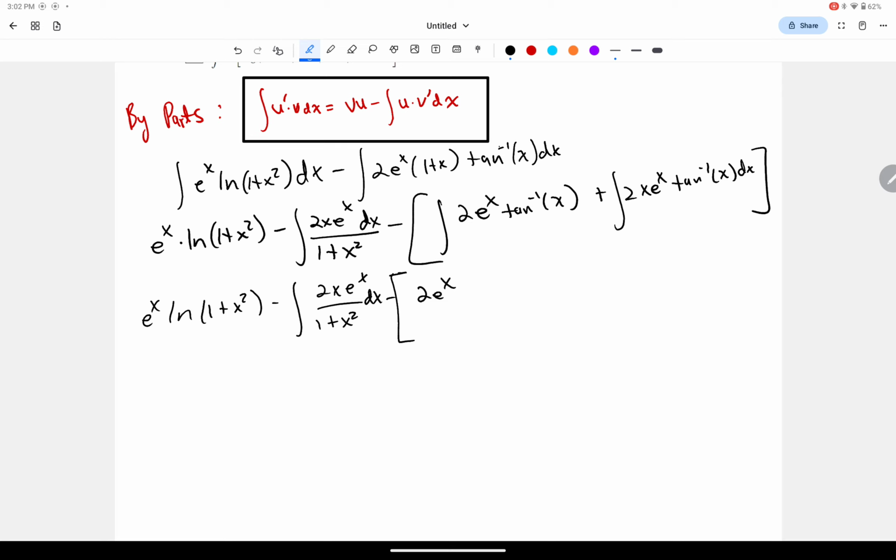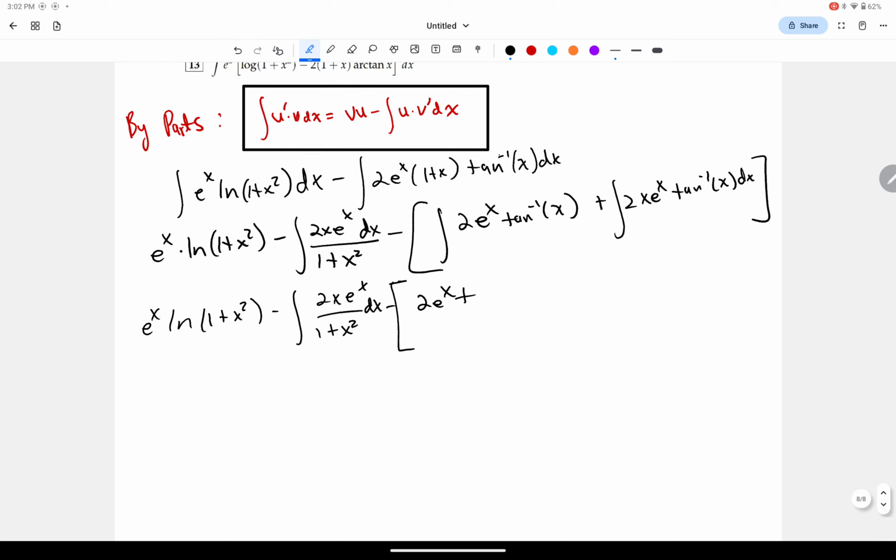So again, tan inverse is very hard to integrate, so instead we chose u prime to be 2 e to the x. Minus 2 e to the x times the derivative of tan inverse x, which is 1 over (1 plus x squared). It's a very famous differentiation property.